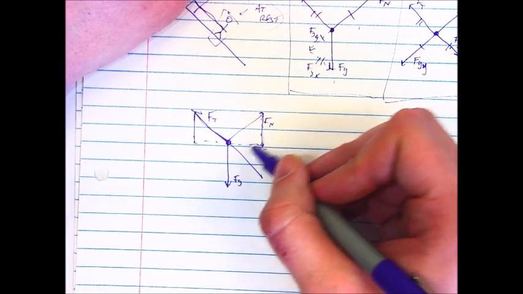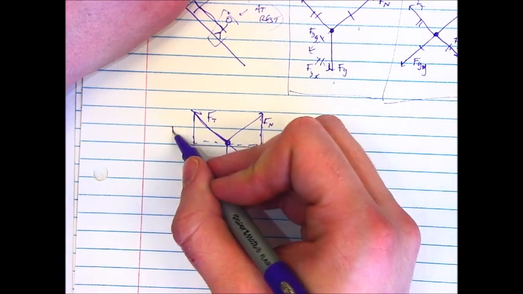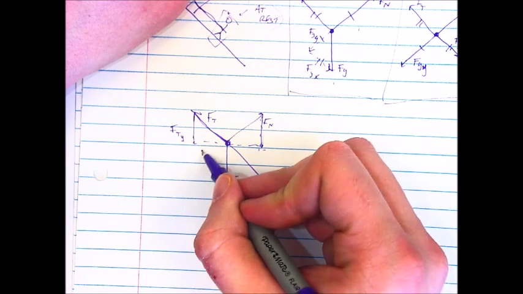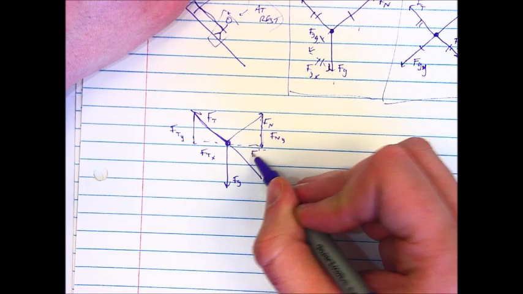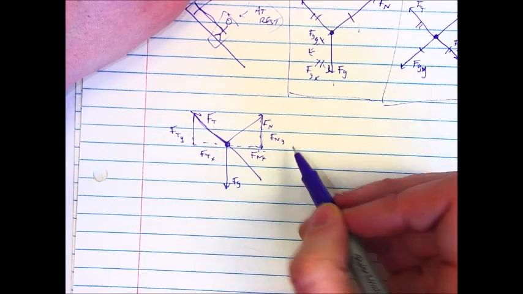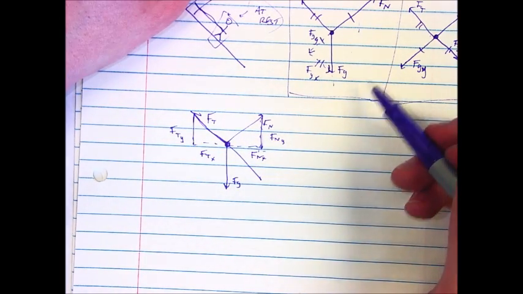However, if you do leave it like this and then you want to break this up into components, Fty and Ftx, and Fny and Fnx. Notice you have a lot more forces going on than you did in the previous one.